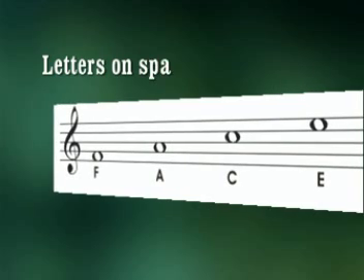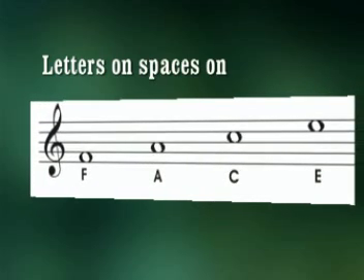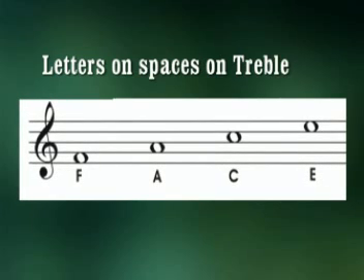Equally, we have letters that also represent each space. The first space we have F, second space A, third space C, and the fourth space E. We have made mention of the lines, the letters that represent the lines. These are the letters that represent the spaces.